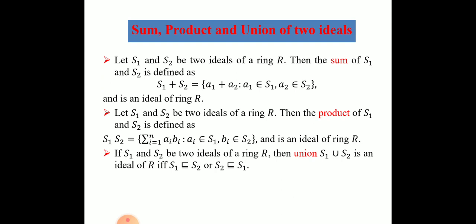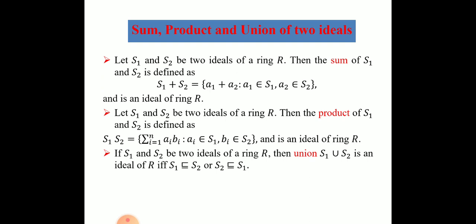Now we define the sum and product of two ideals. Let's consider two ideals S1 and S2 of a ring R. Then their sum is defined as the collection of all the elements a1 plus a2, where a1 belongs to S1 and a2 belongs to S2. And this sum will be an ideal of ring R, which we will prove.